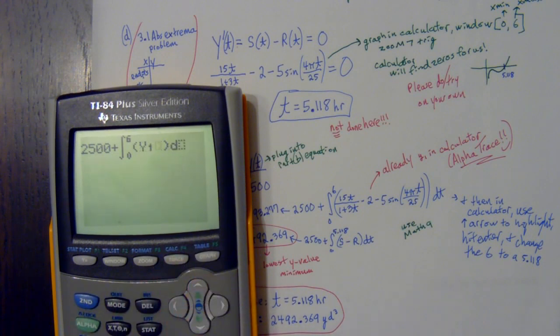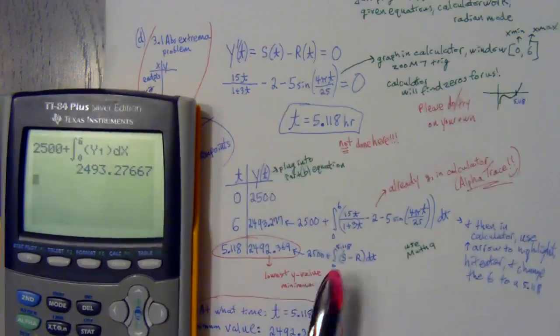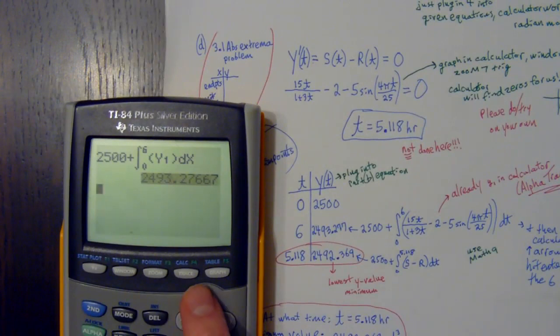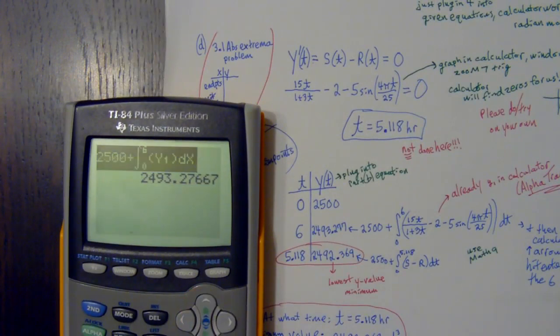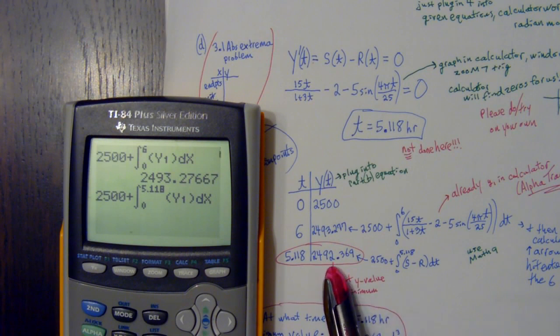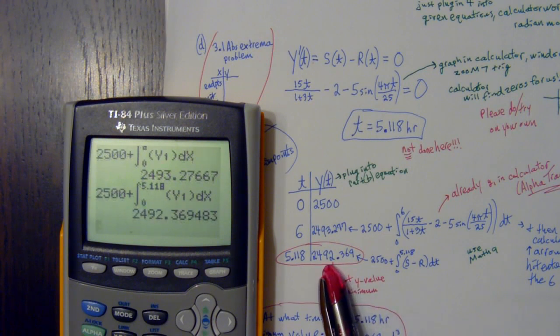If it wasn't already in your calculator, then I just type it in. You have to type it in at some point anyway. I hit that variable button right there, and that's going to give us the total amount of sand on the beach. It's taking a little while on this one. There's that 2493 number that we got right there. Then you can go up, hit enter on that, and simply change that 6 to the 5.118. Math 9 that thing, and it gives you the total amount of sand on the beach right there.